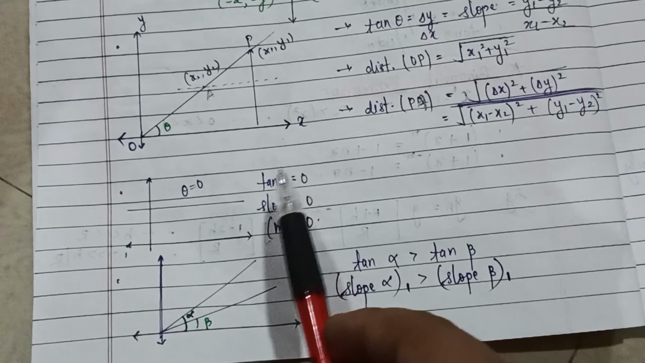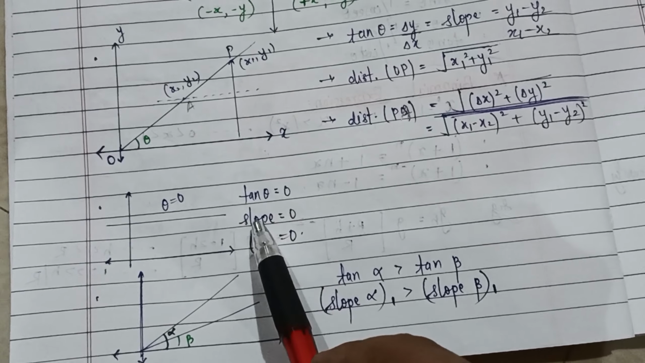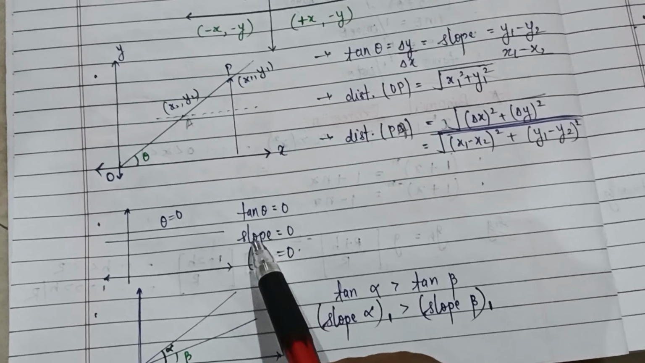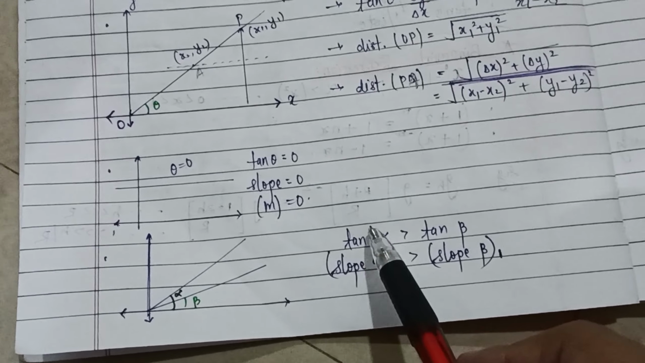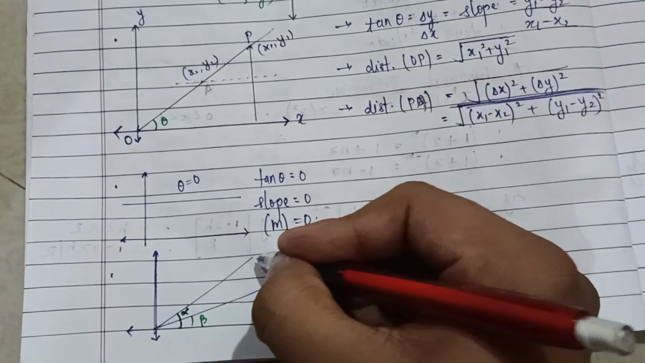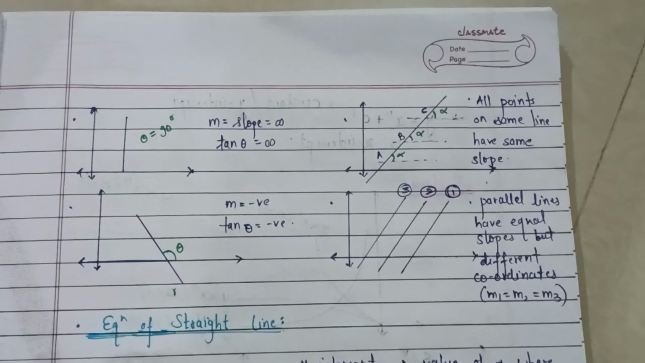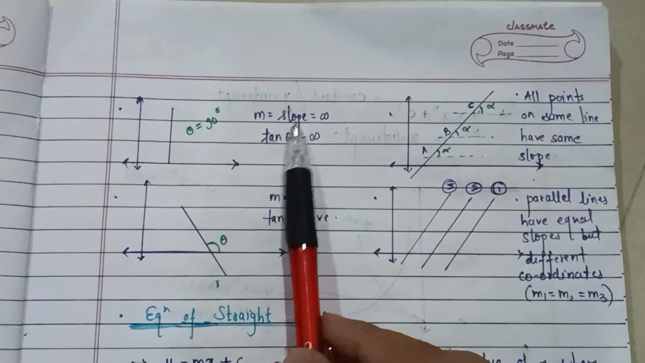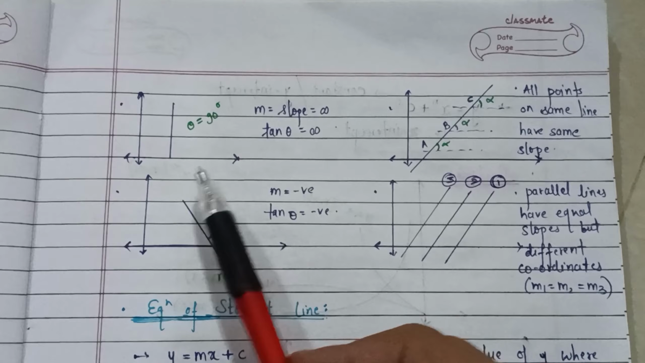Now in this graph, theta is equal to 0 degree, therefore tan theta is equal to 0, slope is equal to 0, or m is equal to 0. We denote slope by the letter m. In this graph, tan alpha is greater than tan beta, therefore the slope of graph 1 will be greater than the slope of graph 2. Now in this graph, theta is equal to 90 degree, m, the slope, is equal to infinity, because tan theta is equal to infinity.